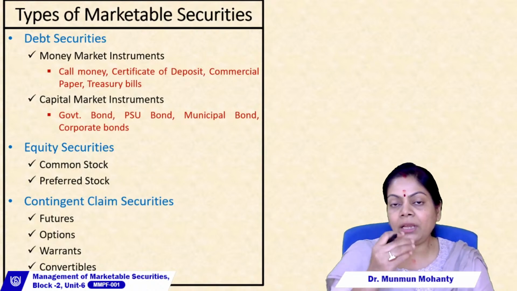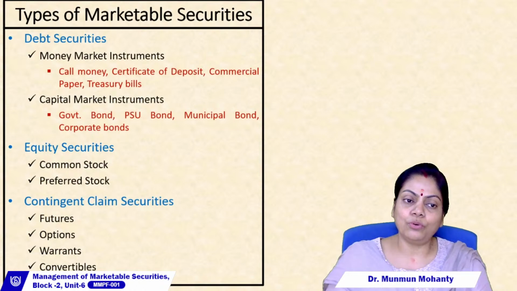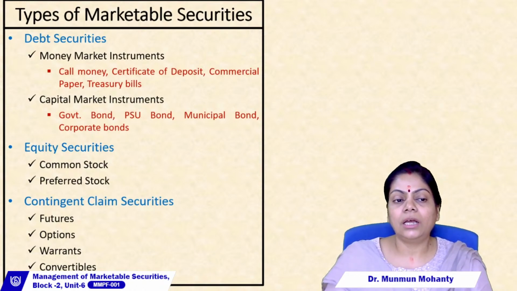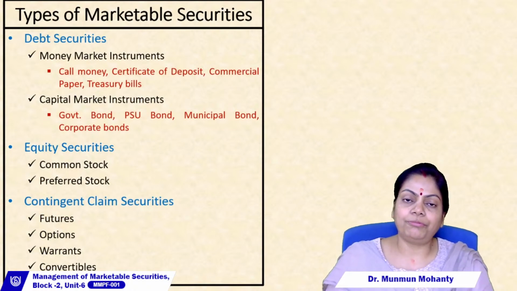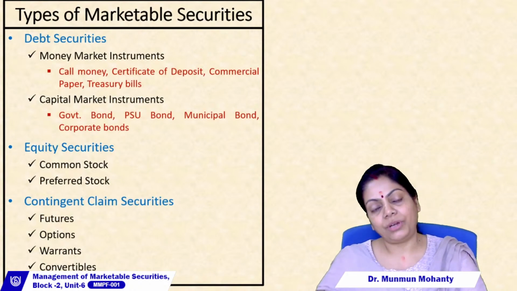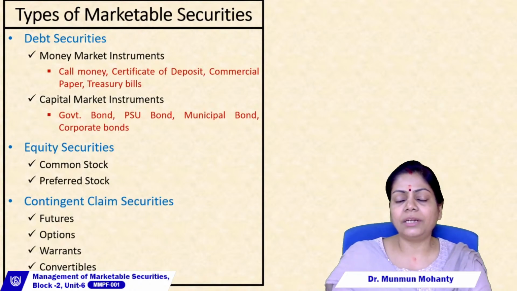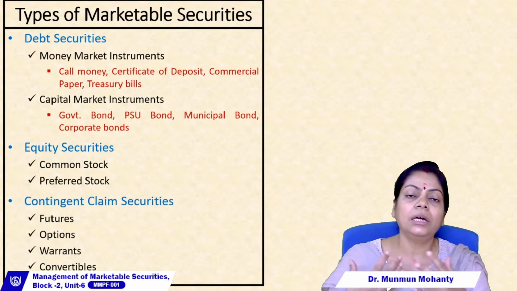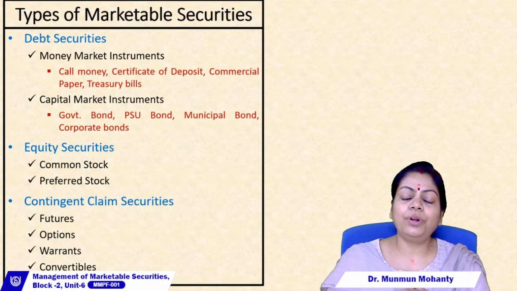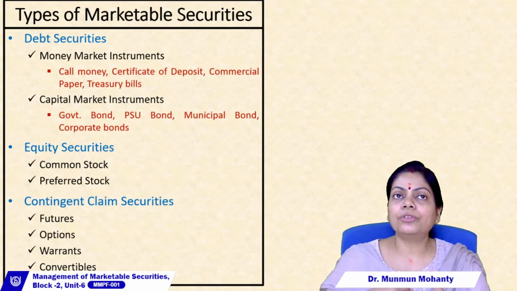Then we talk about ownership assets. In ownership assets, you have the common stock and the preferred stock. The common stock, we commonly know as equity. When I am talking about equity, it gives you the right to vote and the right to control a company, but the cash flow from equity is not known. If you are buying an equity, you might get the dividend.